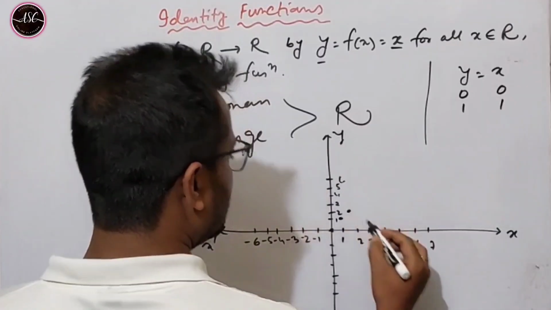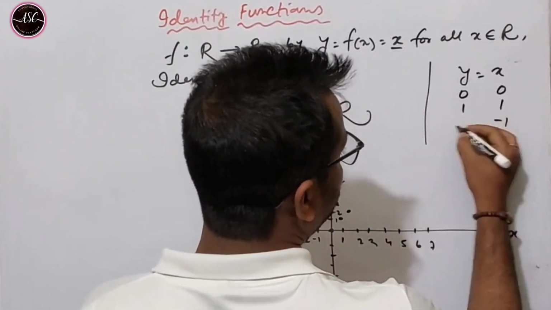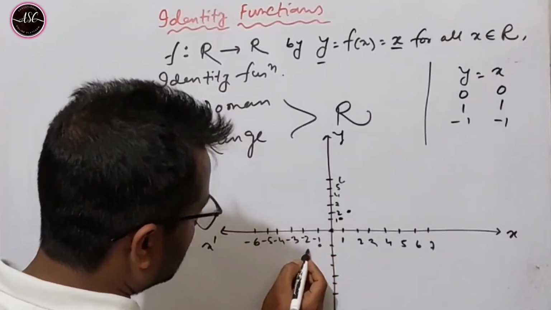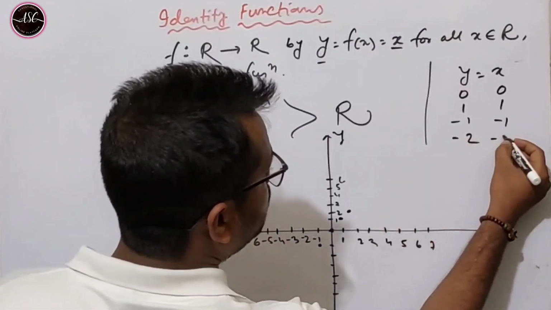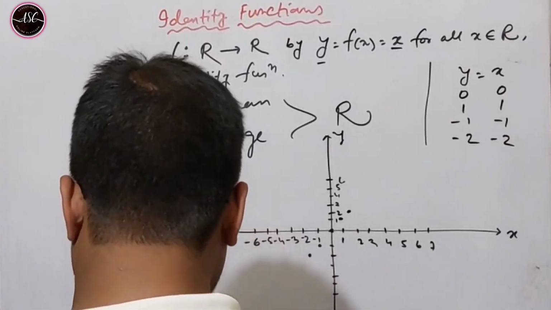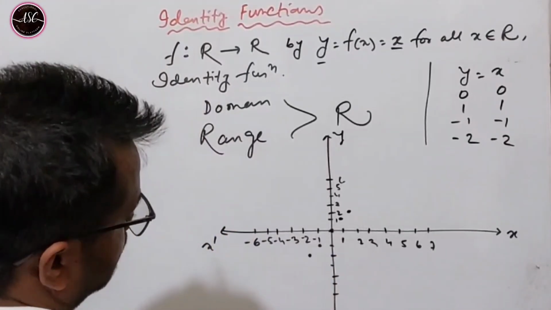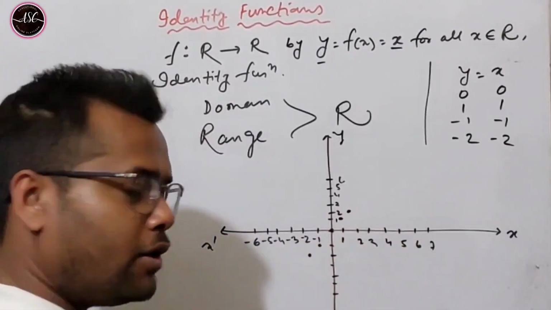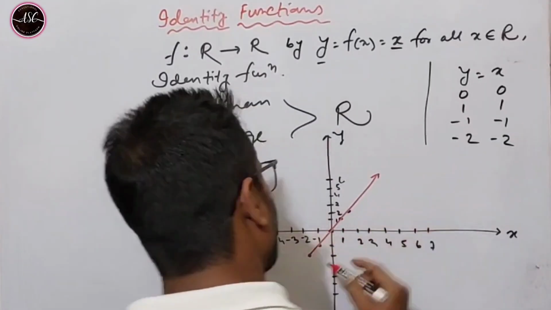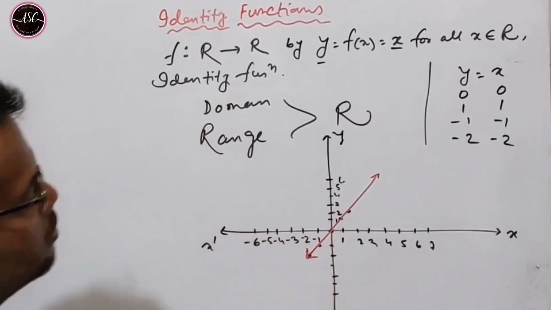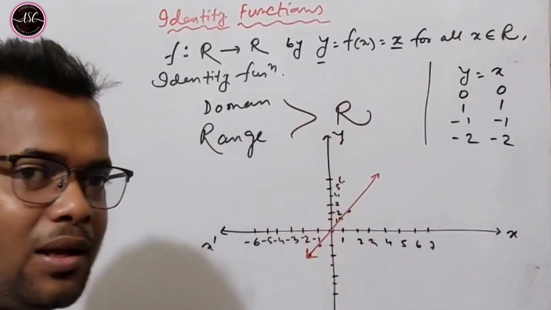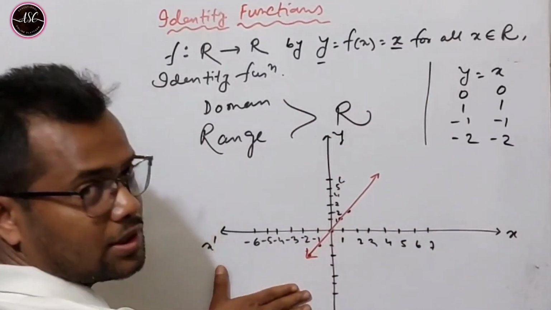If we put minus 1, this also gives minus 1, so this point will be that. And minus 2, minus 2, this point will be that. So if we draw a line, if we join these points, we get a straight line passing through the origin. Okay. If you have this type of function, then the graph will be this type.